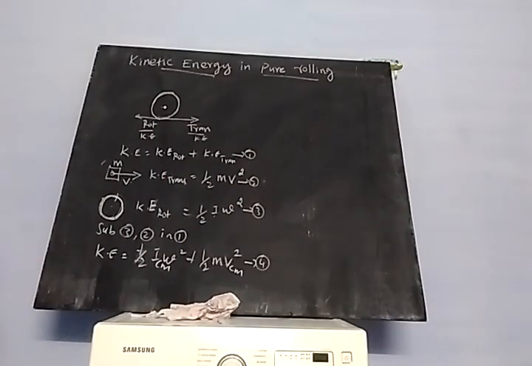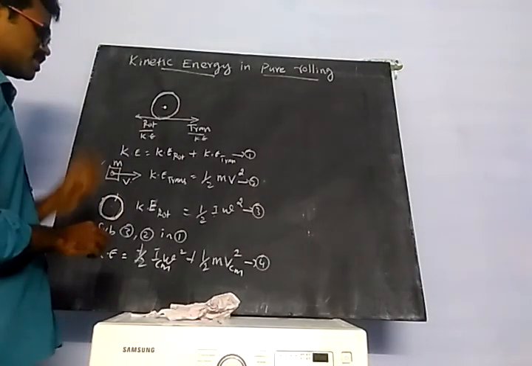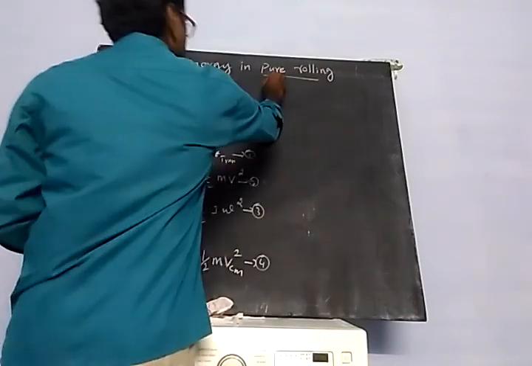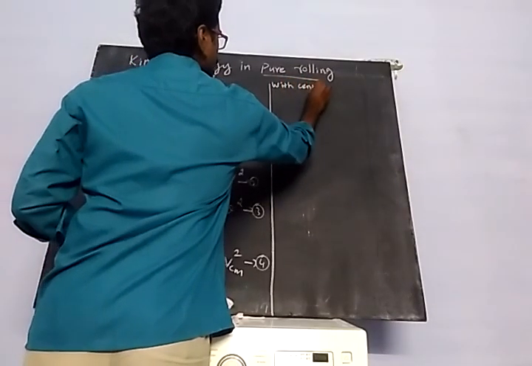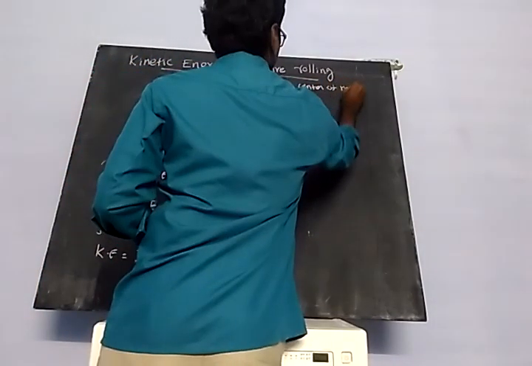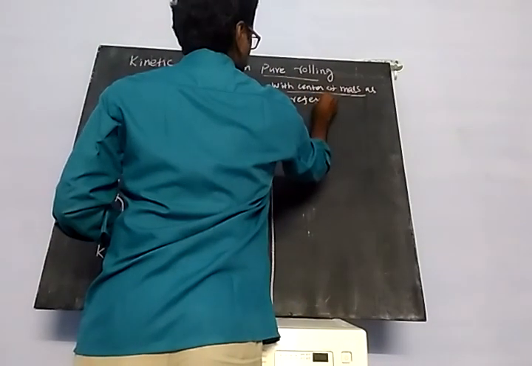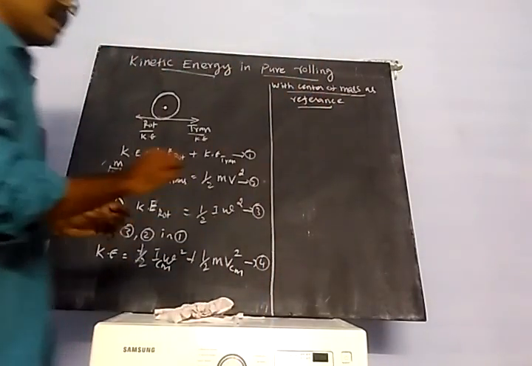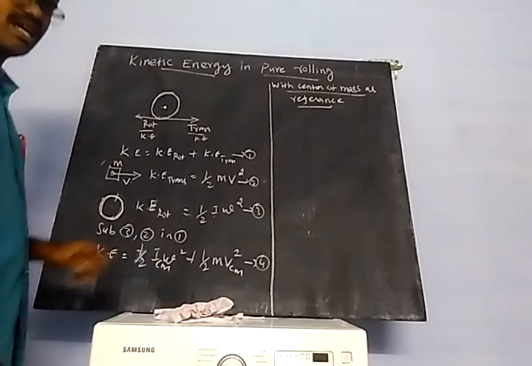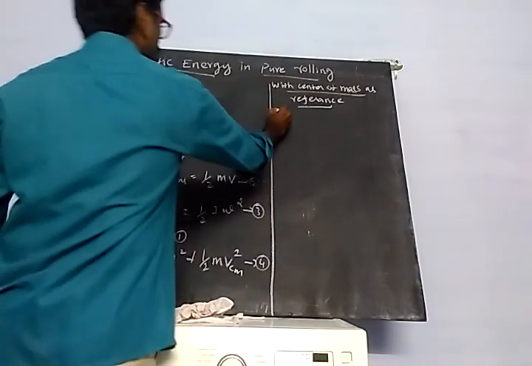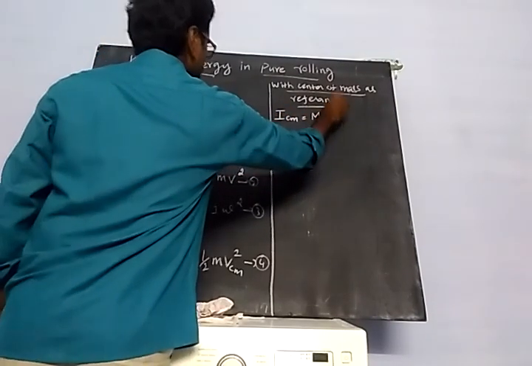Next, we are going to calculate with the center of mass as a reference. What is the formula? Kinetic energy is equal to half ICM omega squared plus half m VCM squared. Already you know the general equation for moment of inertia: m k square.